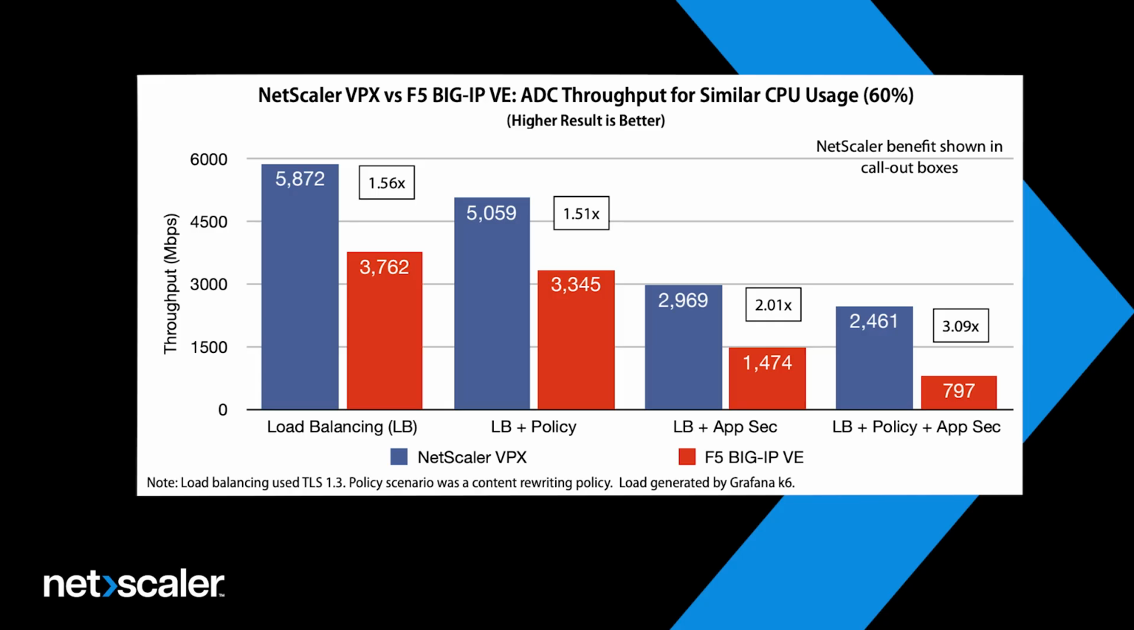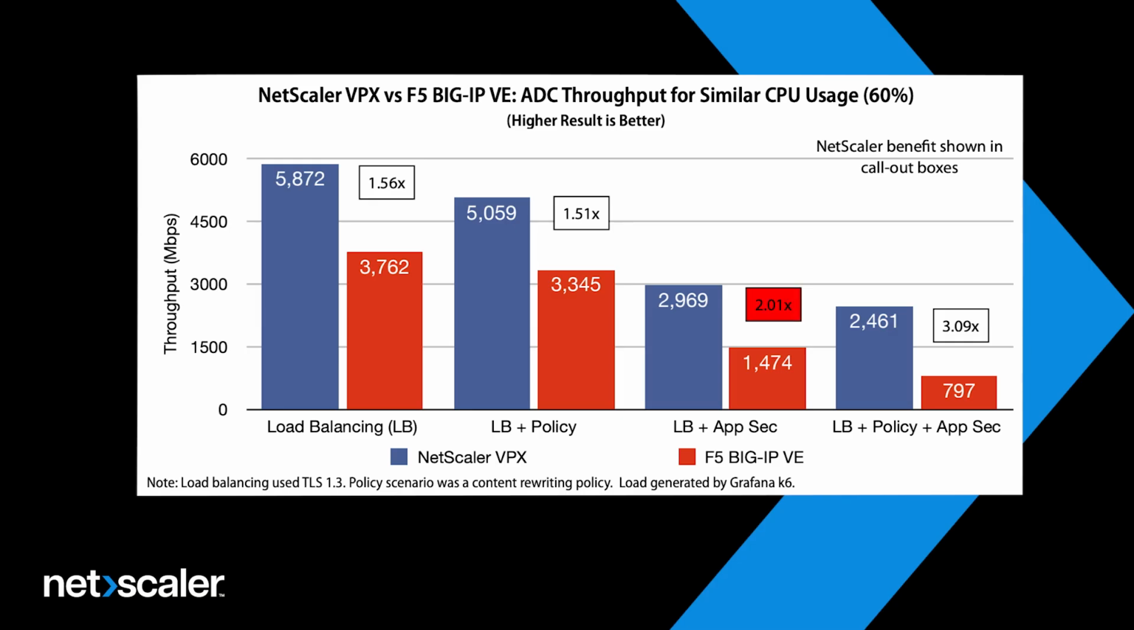so in the baseline test where we just decrypted the SSL and then load balanced to a number of servers at the back end, NetScaler achieved 1.5 times the throughput of the F5 device. So straight away, it's 50% better straight out of the gate. And when we added content manipulation to that, it was similar. And when we started to do application security inspection, the differential between the devices jumped to 2x. And then when we added all these 3 things together, NetScaler was more than triple the performance of F5.